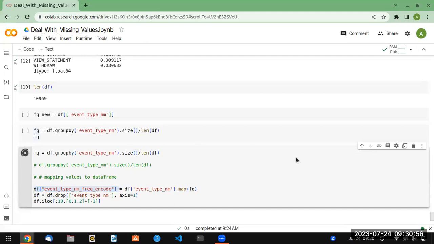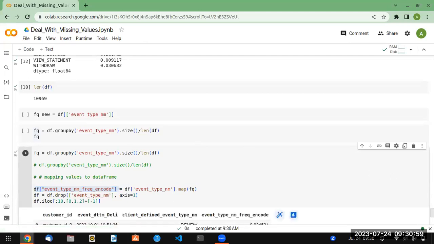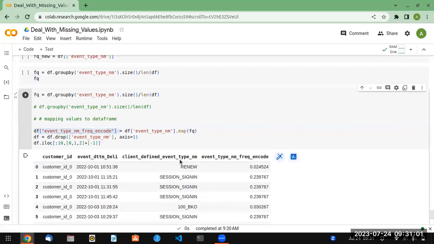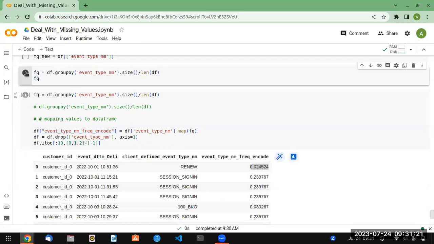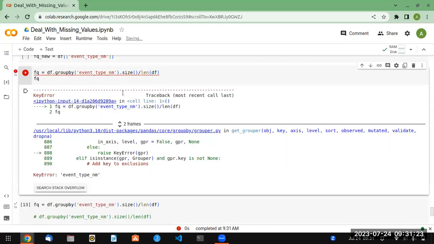Let me show you. Here you can see I created this and dropped the original column. These are the first 3 columns and the last column. In the last column, for every category, we have a number. Now, what is my frequency here? Suppose, let me run it. Event type name is deleted.